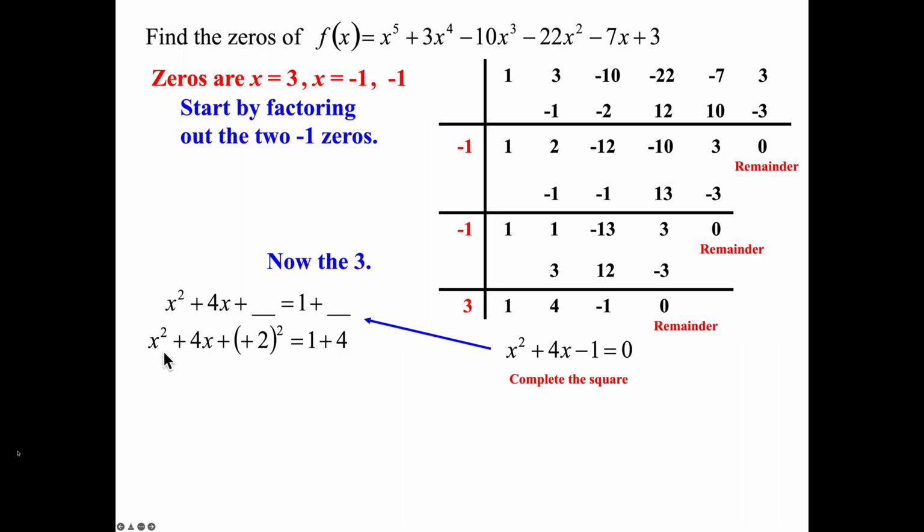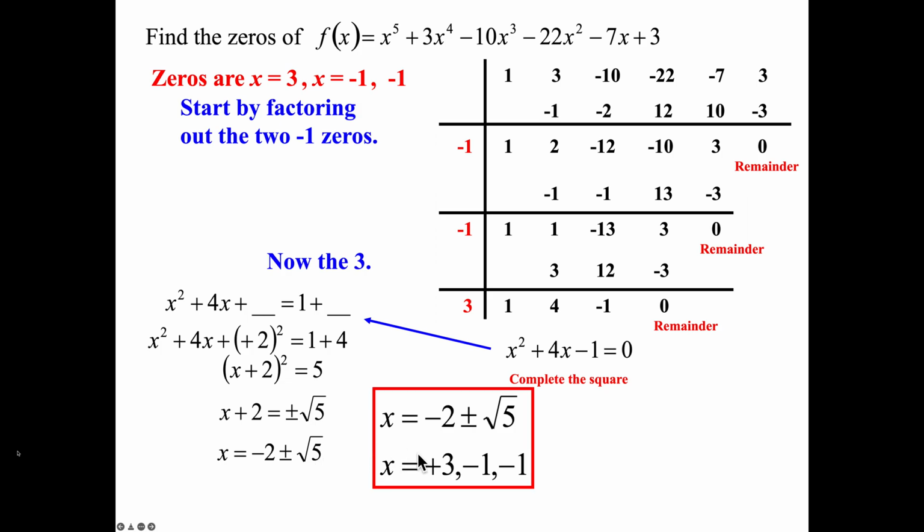Now remember, this is a perfect square trinomial. So the x and the plus 2 are going to go in your binomial squared, and 1 plus 4 is 5. Now, you can solve for x. You're 2 steps away. Take the square root of both sides. That gives you plus or minus the square root of 5. Subtract over the 2. My other two irrational zeros as x-intercepts are -2 plus or minus the square root of 5. So there are all my zeros.